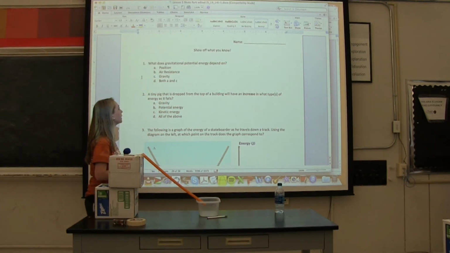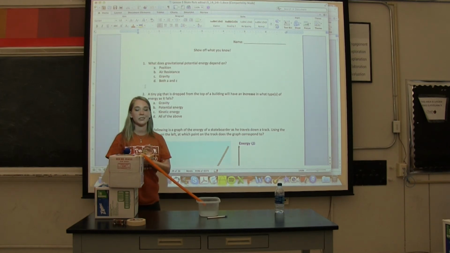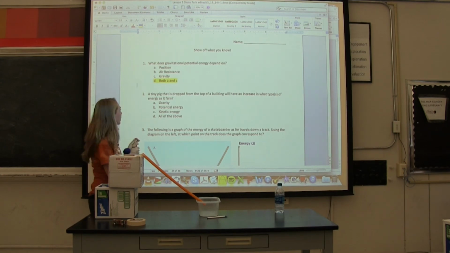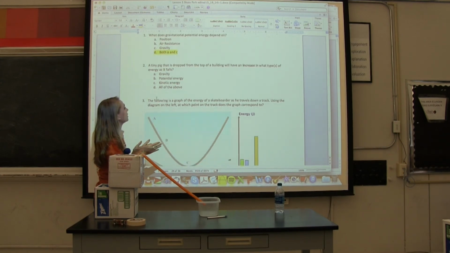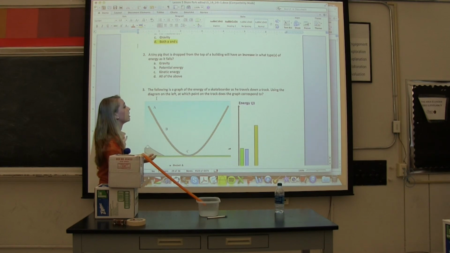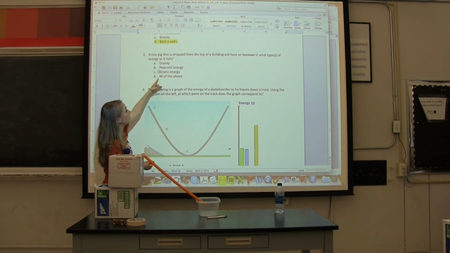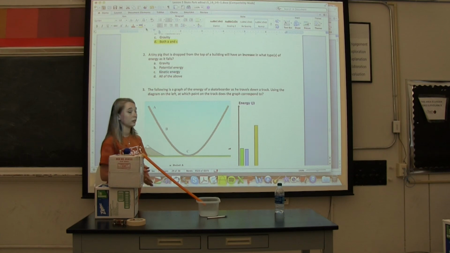So question number 1 reads, what does gravitational potential energy depend on? What did you guys get for that? D. D is both position and gravity. That's correct. Very good job, guys. What about number 2? A tiny pig that is dropped from the top of a building will have an increase in what type or types of energy as it falls? Kinetic energy. Very good. So remember, kinetic energy is the energy of motion.